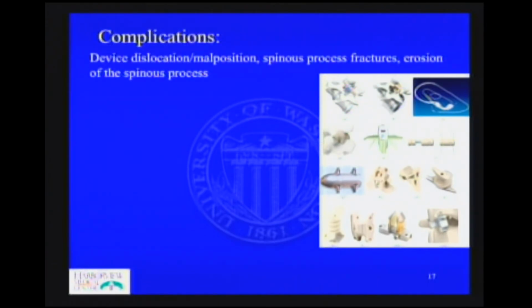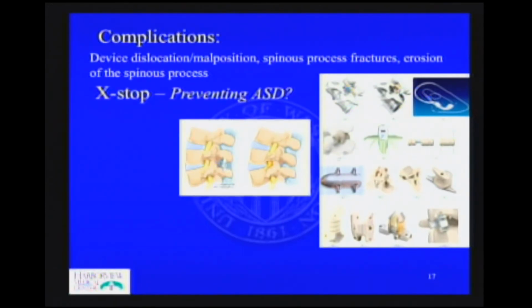Now, there are many similar devices around the world, outside the United States, but the complications of this device have been well published, including the dislocation of this device, malpositioning during the surgery, and also spinous process fracture and erosion of the spinous process. Now, the X-stop: whether this can prevent adjacent segment disease.